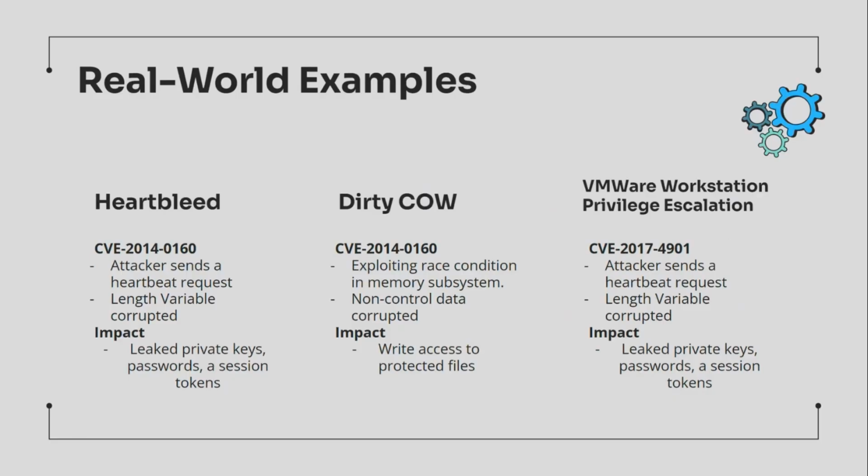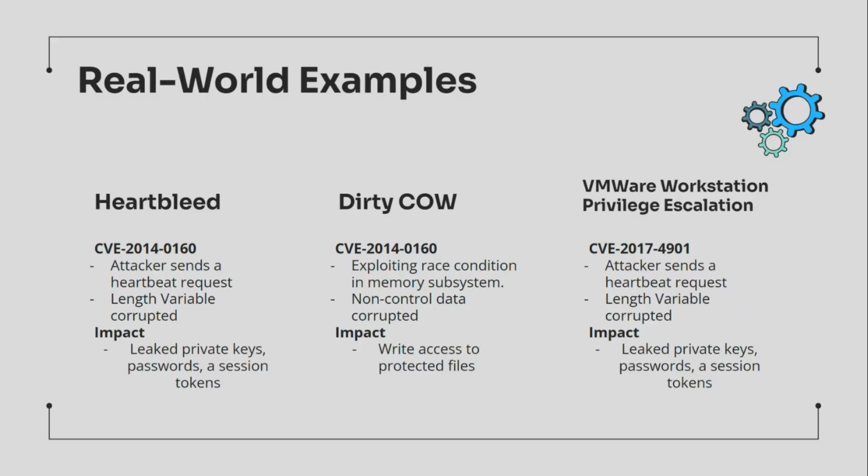So now we'll look at some real-world examples. Here you can see a few of the different known non-control flow attacks. As you can see, they target data rather than altering program execution with things like data and password leaks or writing to protected files. These examples show how non-control data attacks can be just as devastating as traditional control flow hijacks, especially when they go undetected.